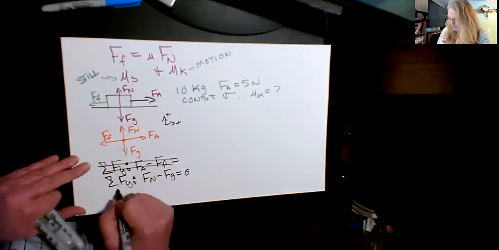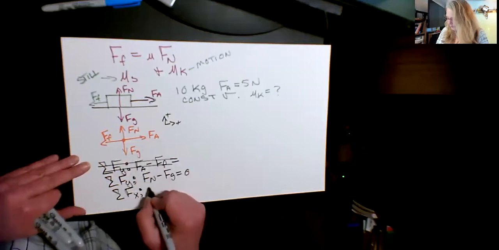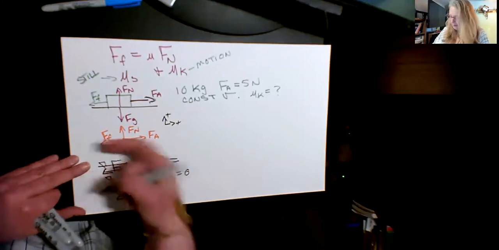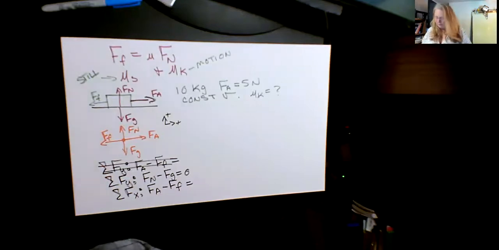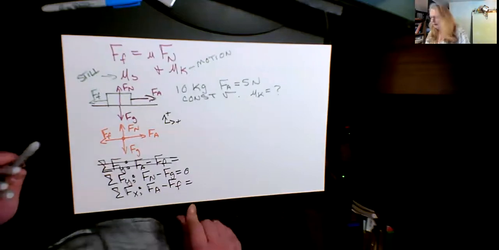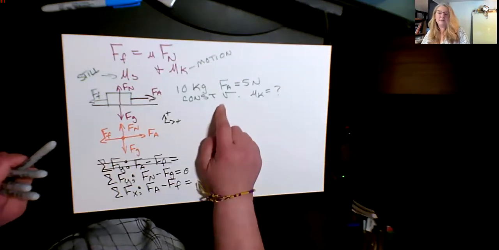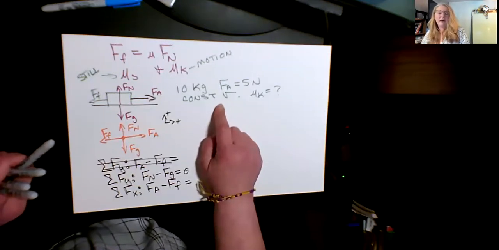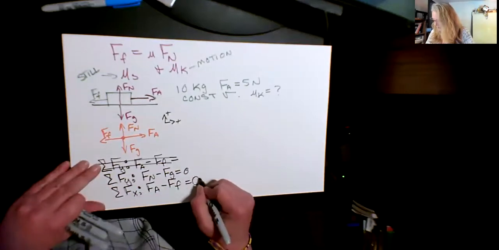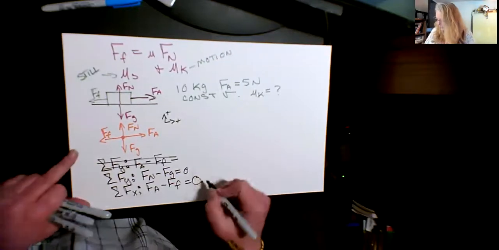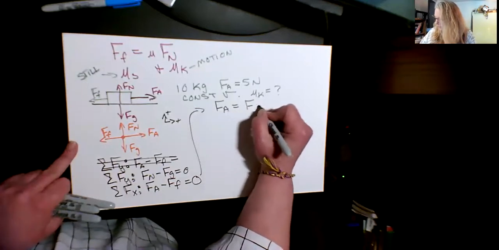Now let's do the sum of the forces in the x. The force applied is in the positive direction as I've defined it. The force of friction is opposing that. And that equals, what does that equal? Is that ma? Because at constant velocity, it's not accelerating. As a matter of fact, at constant velocity, the sum of these forces is a big fat 0. So my force applied equals my force of friction.